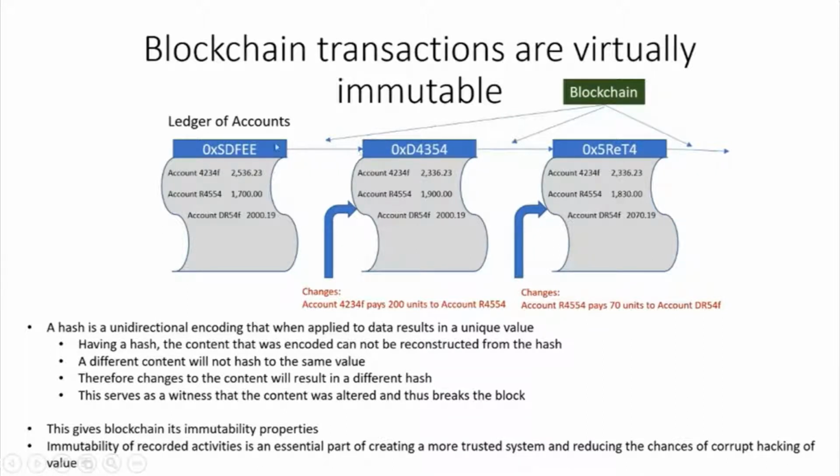And what that means is if anybody goes back in history and tries to change any of these transactions to change this block, the hash that will be computed from the altered block will be different, and they will serve as witness that this block has been tampered with, and so the block will be rejected. So that makes blockchains immutable.